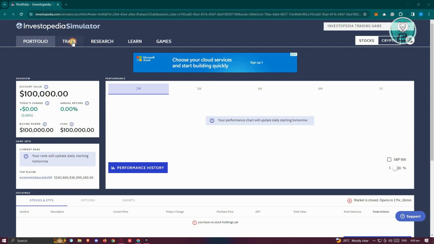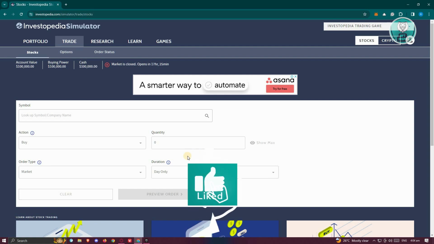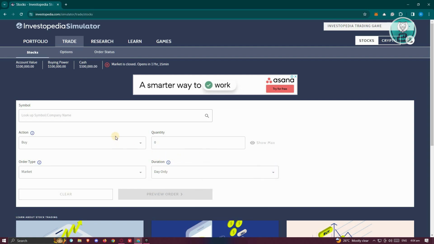Now, moving on to the trade tab here, this is where you can buy or trade stocks and crypto. So simply enter the company name and specify your action, buying or selling, and indicate the quantity and choose the type, market or crypto, and duration of your trade.